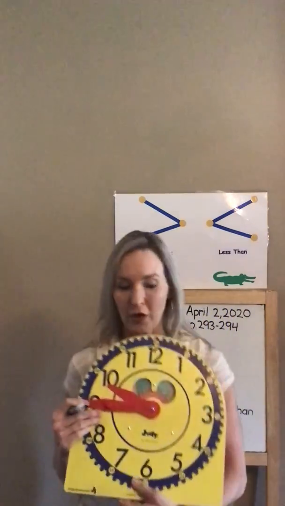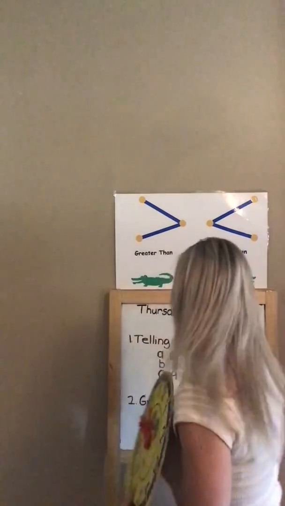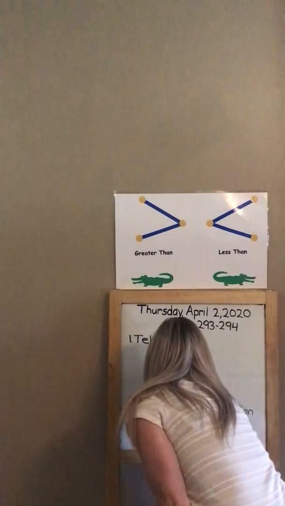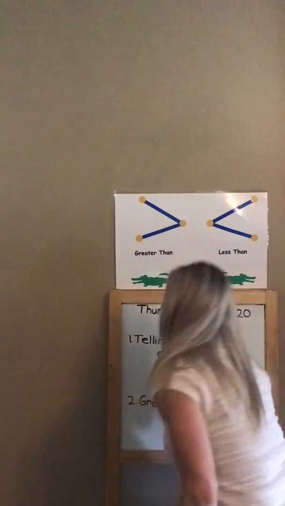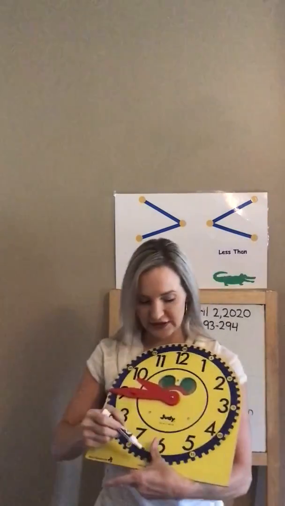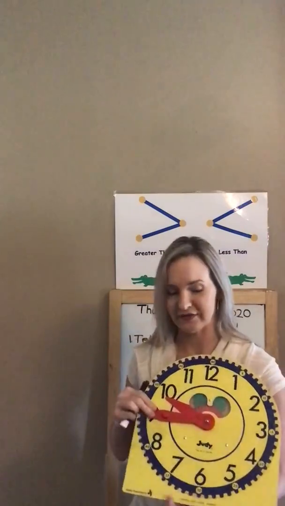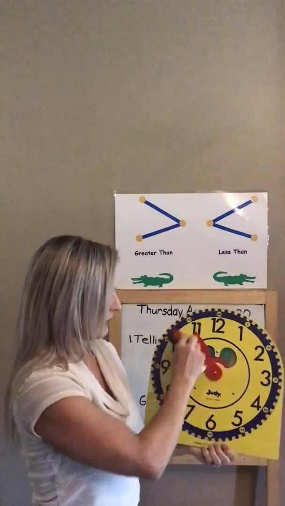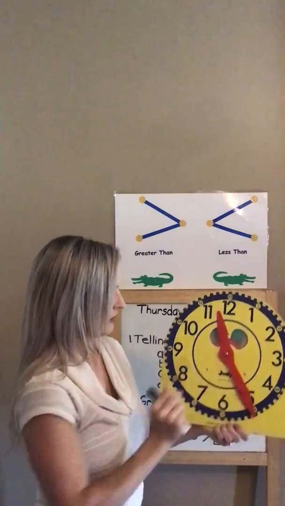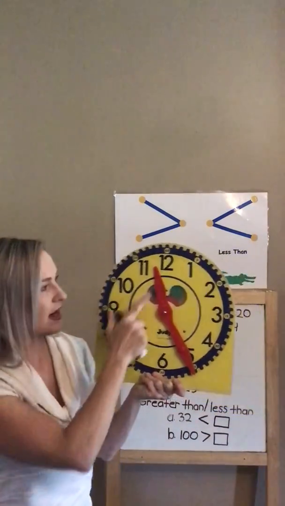Okay, we're going to do one more. I want you to set your clocks for this time. 11:25. Go ahead and pause the video if necessary. You're setting your clocks for 11:25. Here we go. Let's check your work. Does your clock look like mine?